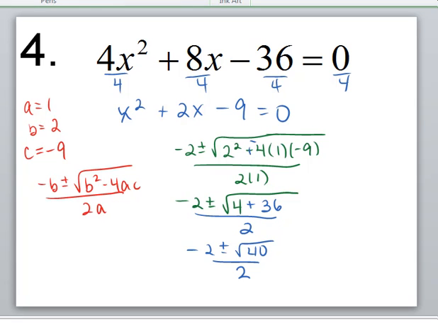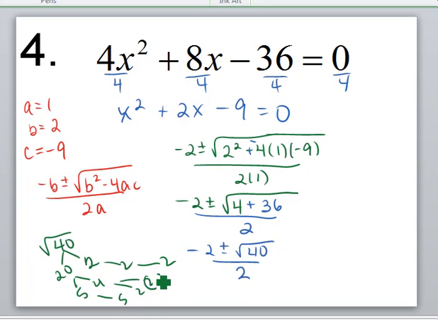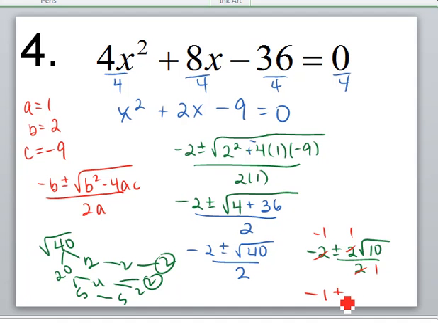The square root of 40 can be broken down. The square root of 40 is 20 times 2. 20 times 2 is 5 times 4. And so 5 is prime, 2 times 2 is 4, and 2. So I have a pair of 2's, and the 5 and the 2 will stay on the inside. So I end up getting negative 2 plus or minus 2 the square root of 10 all over 2. 2's are all divisible, and so I end up getting negative 1 plus or minus, I don't need to put 1 square root of 10, I can just write square root of 10.